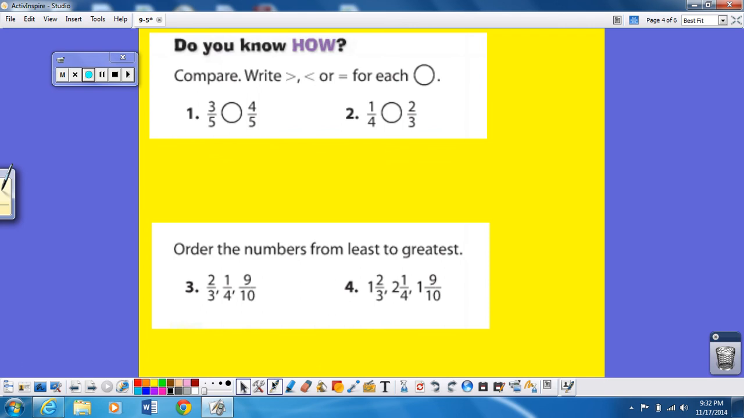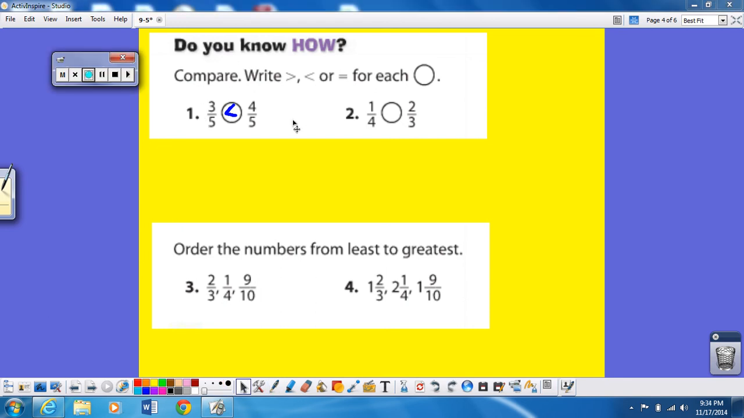Now, let's look at this first problem up here where we're comparing. I notice right off the bat that my denominators are both the same. When the denominators are both the same, it's very simple. All you have to do is compare the numerators. 3 is less than 4. And I'm finished. There's no converting or anything that I have to do with that problem.